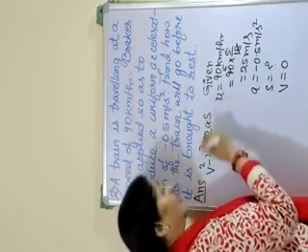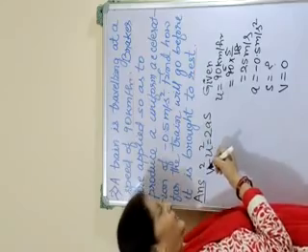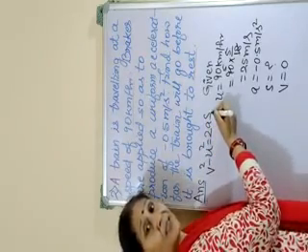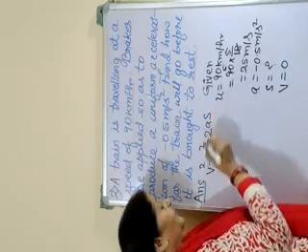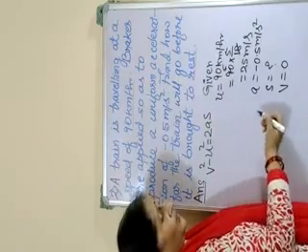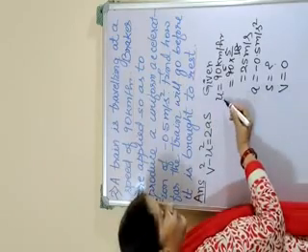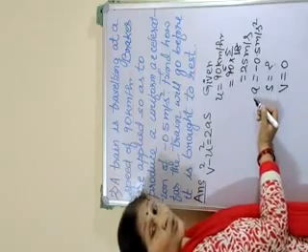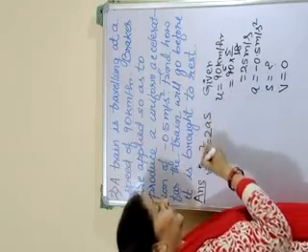Here 4 variables are there: final velocity, initial velocity, acceleration and distance traveled or displacement. And out of these 4, 3 we already have. Initial velocity we have, final velocity we have, and acceleration also we have. So we can use this formula.